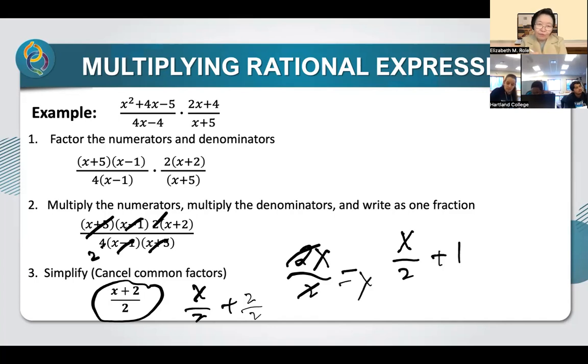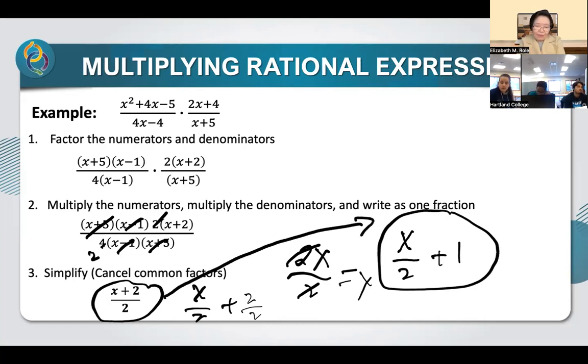But x plus 2 over 2, if you want to separate that as fractions, is x over 2 plus 2 over 2. You just remain with that because we want our answer to be one fraction rather than separate ones. So actually these two are the same. They are equal.